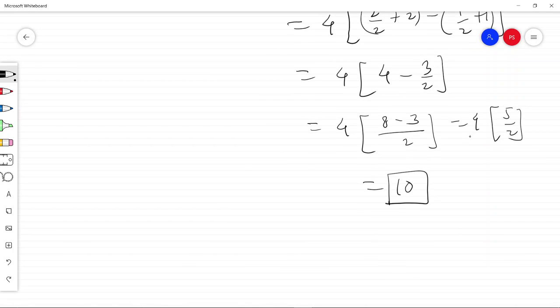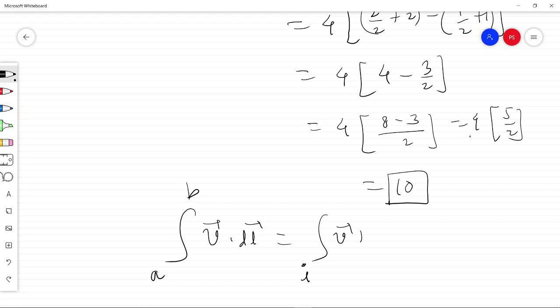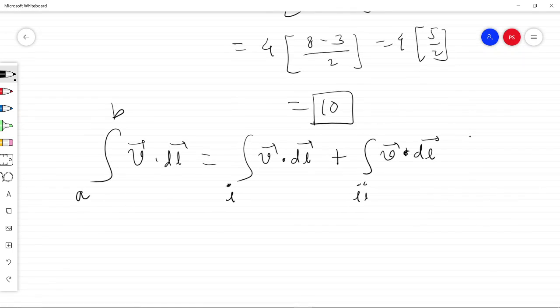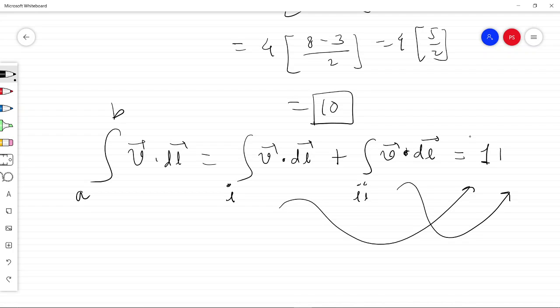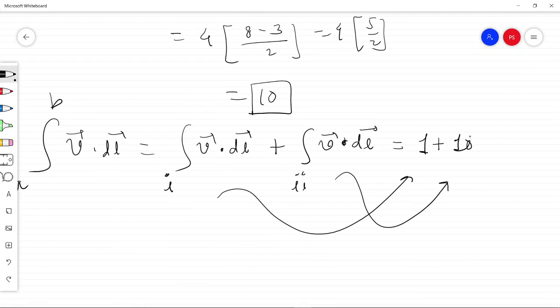So we see that the total line integral from A to B of v bar dot dl bar is the line integral for segment I plus the line integral for segment II. If we recall, the value for segment I was just 1. The value for segment II is 10. So the total value is just 11. This is how we solve the line integral.